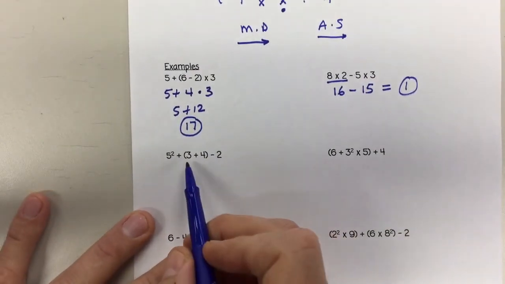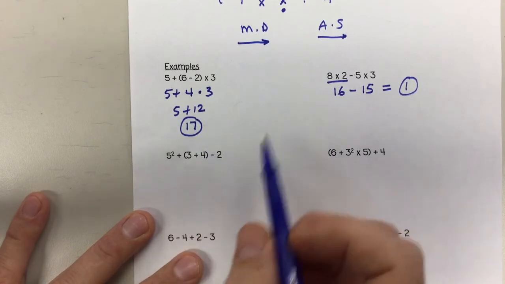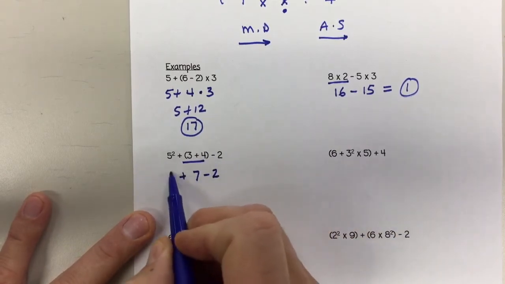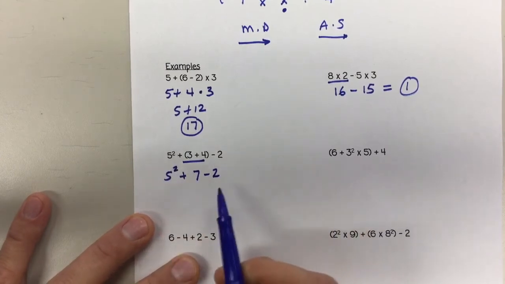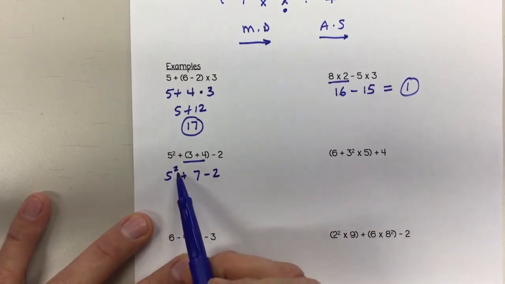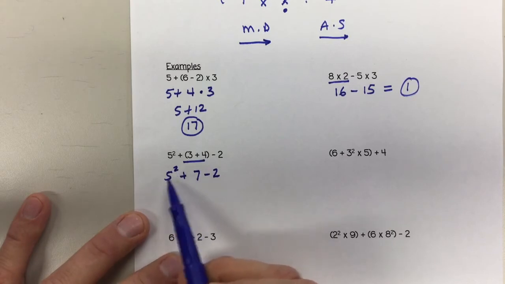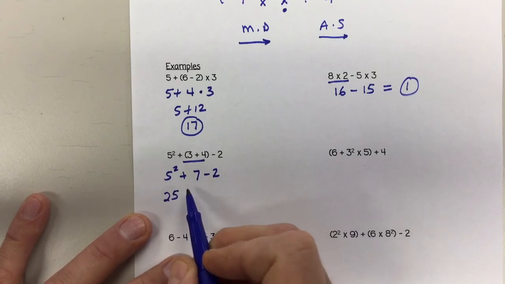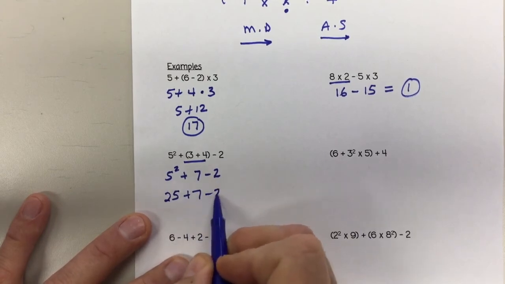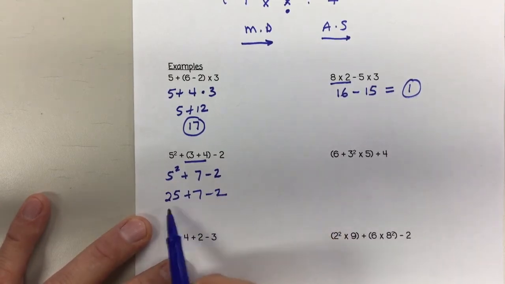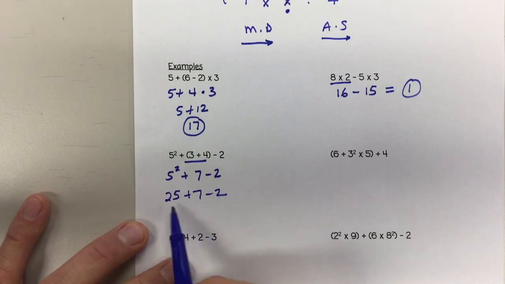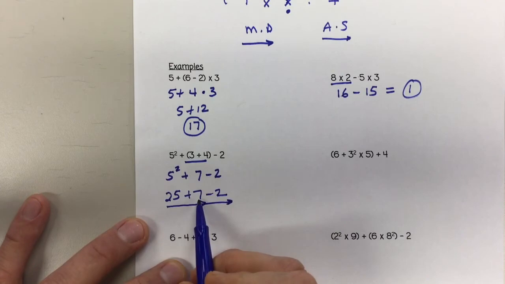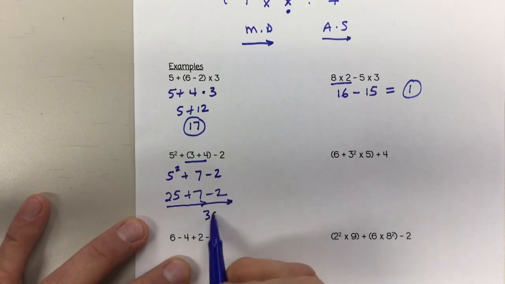For this expression, again, looks like I have parentheses, and I must do parentheses first. So 3 plus 4 is 7. Then I would do exponents, and the 5 has an exponent as a 2. So I would do 5 to the second is 25. Remember, 5 to the second means 5 times 5, so that's 25. And now I have just addition and subtraction left in the problem, so I just simply go left to right, this way. So 25 plus 7 is 32. 32 minus 2 is 30.